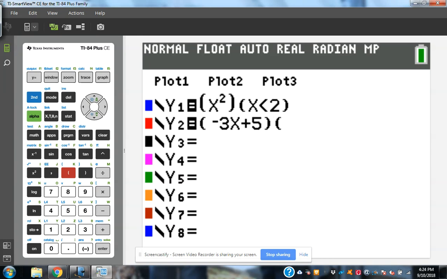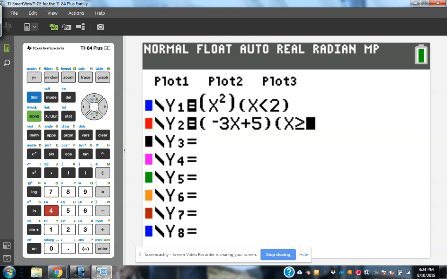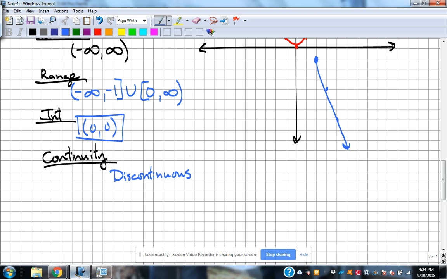And then this one's a little easier because you just have the two straight inequalities, x greater than or equal to 4, and x less than 2. And there we see that piece just like what we drew by hand. So you get those pieces out of that. All right.